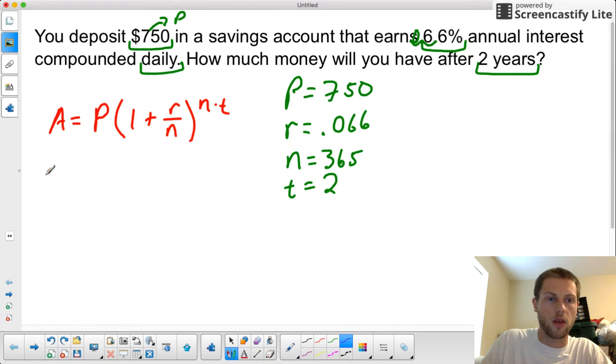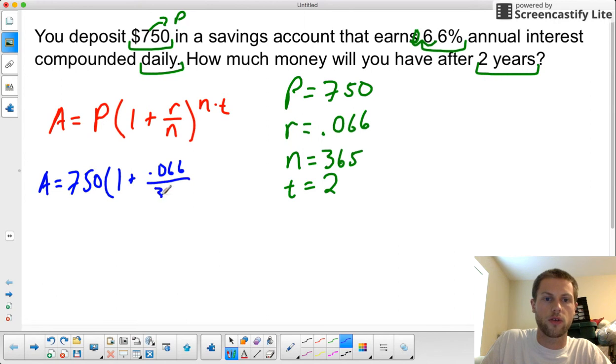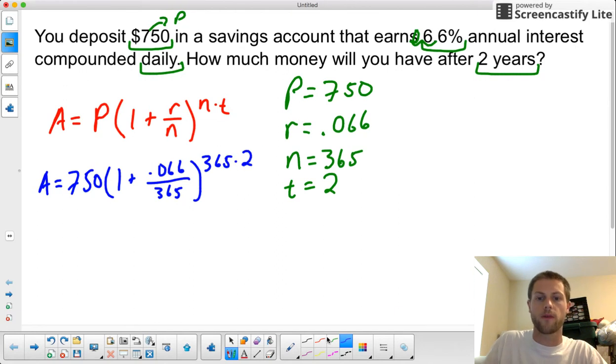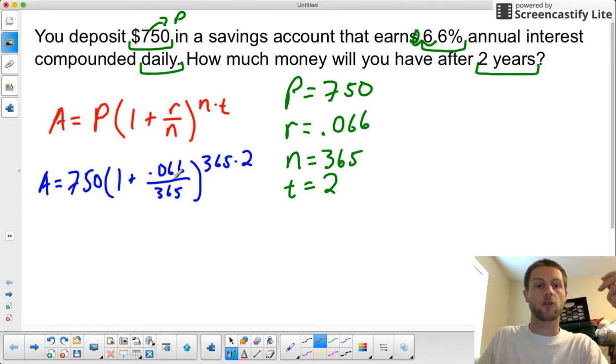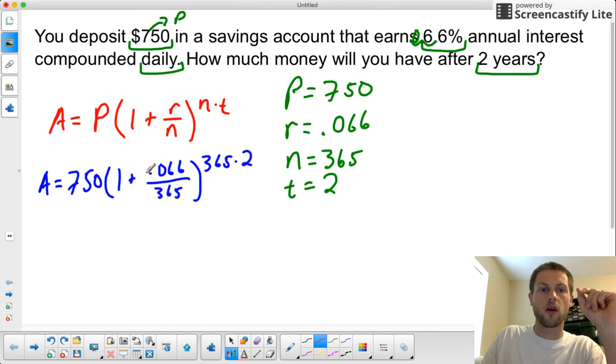So let's plug in what we know. A equals 750 times 1 plus 0.066 over 365 raised to the 365 times 2 power. At this point, all that you're doing is plugging this into your calculator exactly the way it's written, with one change. I would recommend putting in parentheses around this fraction here.